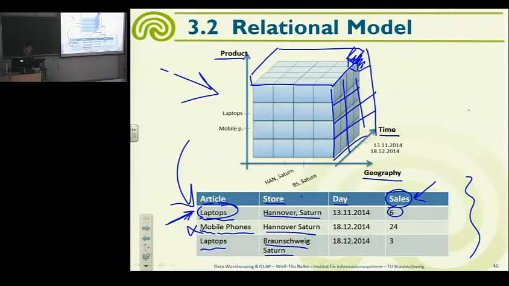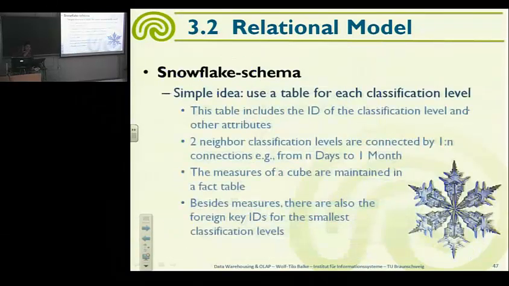So these aggregates are not there. Where do you put them? Do you pre-compute it, and then when you pre-compute it, do you put it as a tuple here? So do you say, I have here article all and store Hannover Saturn, and for a certain, how do you do it? Is it a tuple? Is it a column? There's something semantically missing here. So it doesn't really work well.